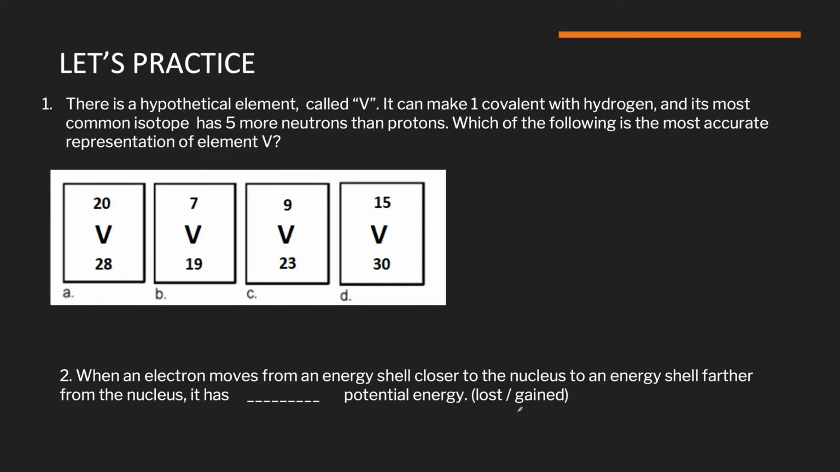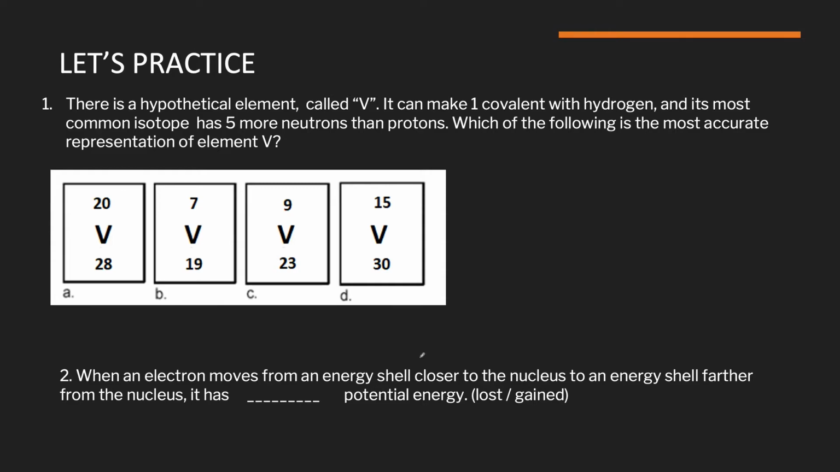All right, so let's practice. I want you to try to solve this. So do pause the video and see if you can solve this. We've got a hypothetical element called element V. It can make 1 covalent bond with hydrogen, and its most common isotope has 5 more neutrons than protons. Okay, so take a minute and see what you can tell about this. What is the answer?